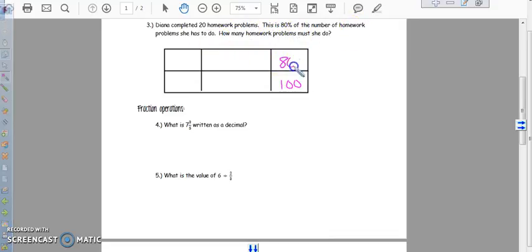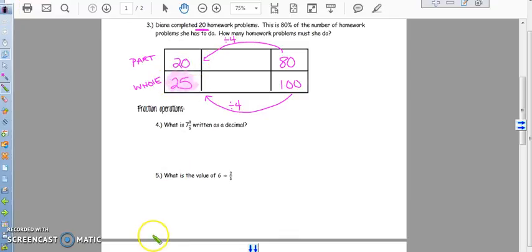So 80% goes here. Remember, is the same thing as part, of is the same thing as whole. So if she only did 20, she only did part of her homework. So that should go here. I start where the two numbers are. Can I go from 80 to 20? Yep. Divide by 4. Divided by 4, and 100 divided by 4 is 25. So Diana must do 25 problems.